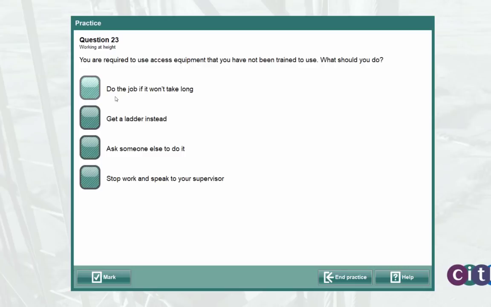You are required to use access equipment that you have not been trained to use. What should you do? Do the job if it won't take long. Get a ladder instead. Ask someone else to do it. Stop work and speak to your supervisor.